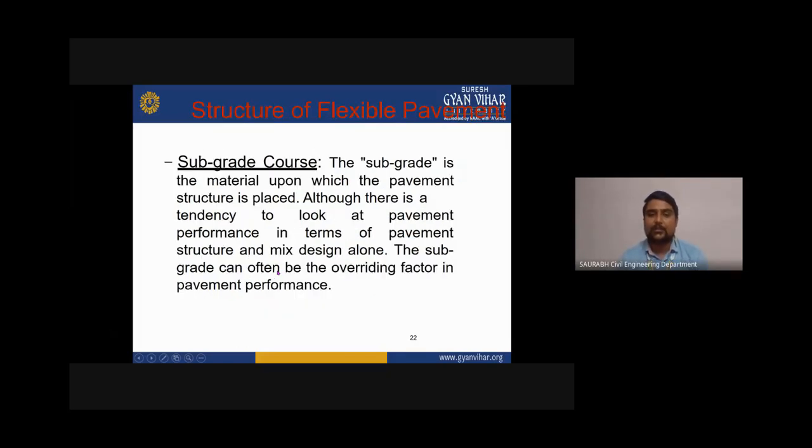Now we will see subgrade course. This is, you can say, the bottom of the flexible pavement. The subgrade is the material upon which the pavement structure is placed. There is a tendency to look at the pavement performance in terms of pavement structure and mix design alone. This subgrade can often be the overriding factor in the pavement performance.